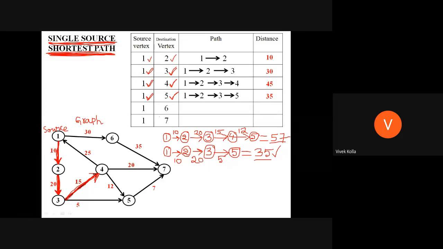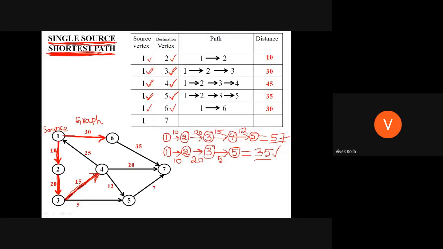Now, our source vertex is 1, destination vertex is 6. Is there any path from 1 to 6? Yes, there is a path. Is it a single path or multi-path? It is a single path only. I can directly travel from 1 to 6. The distance from source vertex 1 to destination vertex 6 is 30. So the path is 1 to 6 and the distance is 30.